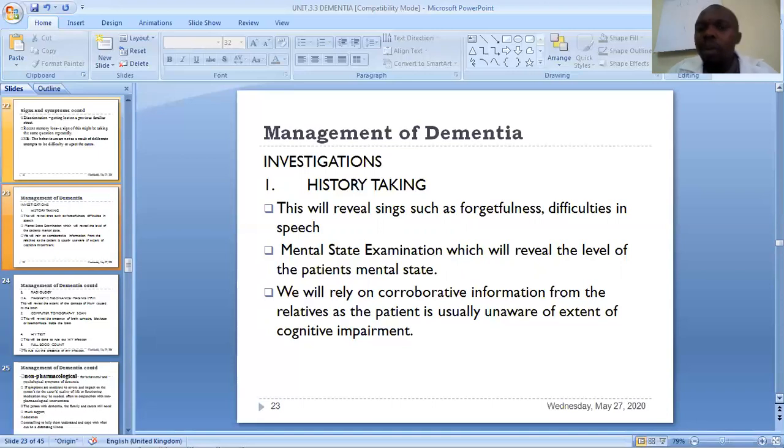We will rely on corroborative information from the relatives, as the patient is usually unaware of the extent of cognitive impairment. Remember, this is a psychosis, a mental disorder characterized by disconnection from reality. So sometimes you also have to inquire from the relatives, especially those that have been living with the patient. They will give you a clear picture of when they noticed and what they noticed as a deterioration in terms of the patient's behavior.